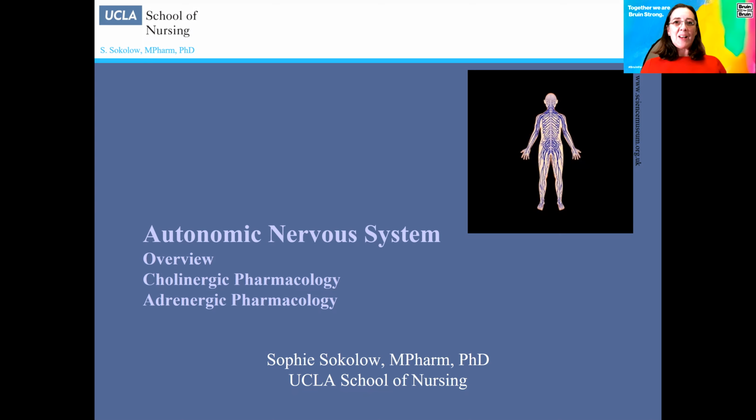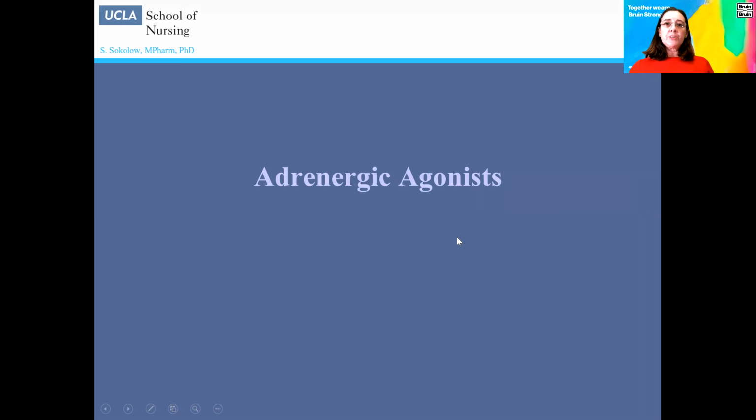So this is the last module on the autonomic nervous system, and this is the one on drugs that affect adrenergic function. So first, we're going to talk about adrenergic agonists, which mimic the effect of norepinephrine.